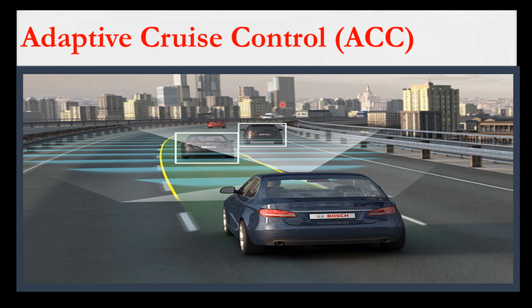So when this ACC is activated, the driver sets a desired cruising speed and the desired following distance, and then the ACC will take control of the vehicle's acceleration and braking, maintain the set speed, and adjust the distance from the vehicle in front. So if the vehicle in front slows down, ACC will also slow down the BEV to maintain that preset following distance. If the road ahead is clear and there are no vehicles in front, then ACC will return the vehicle to the set speed. So in simple terms, this ACC helps the driver maintain a safe following distance and speed without having to manually adjust the vehicle's speed and distance, making long drives more comfortable and less tiring.